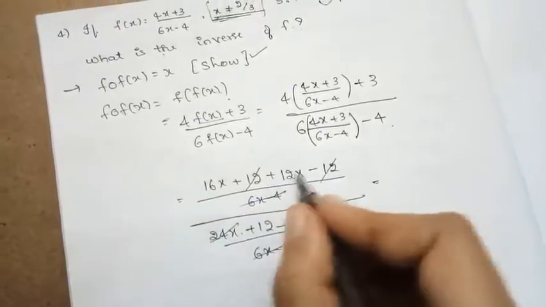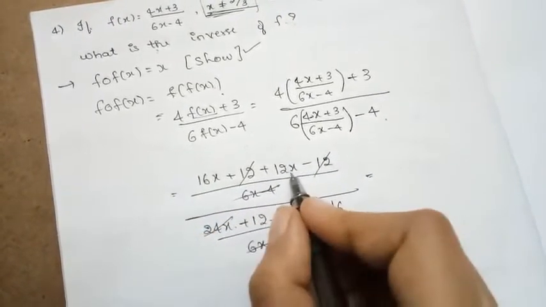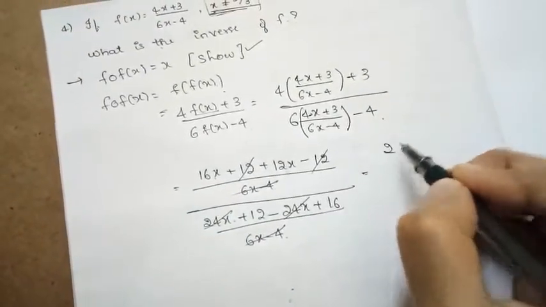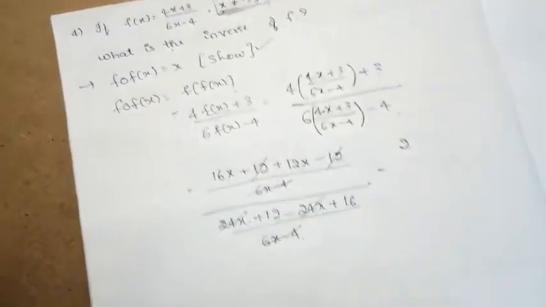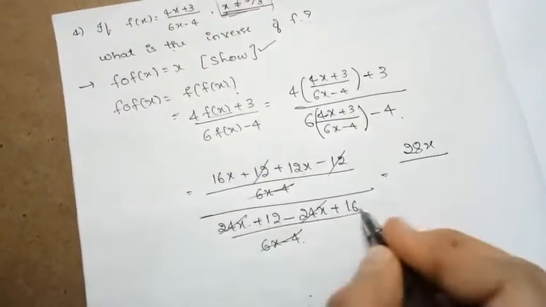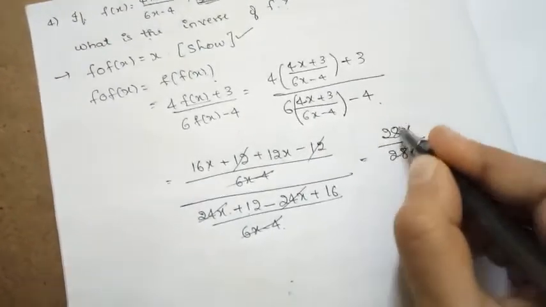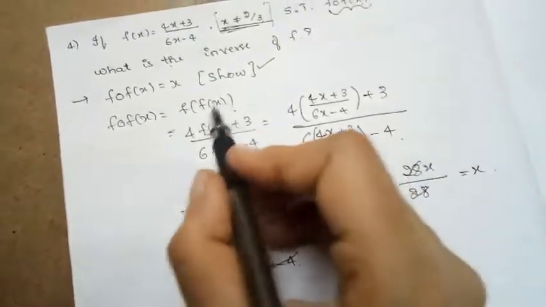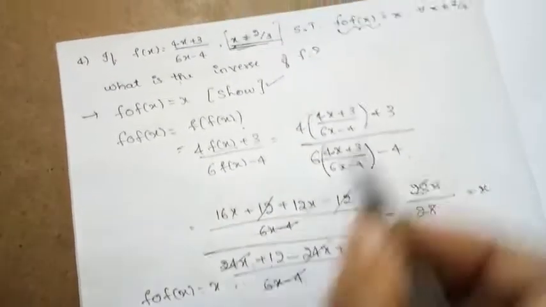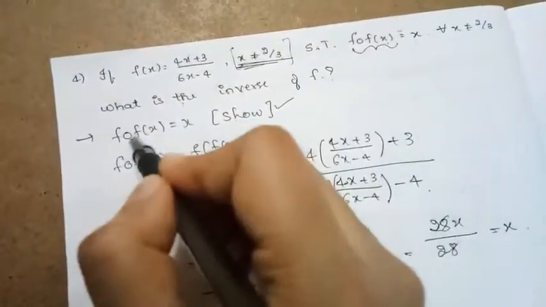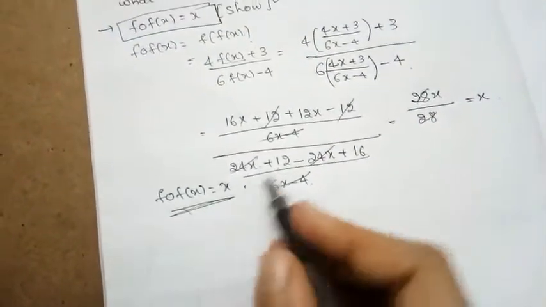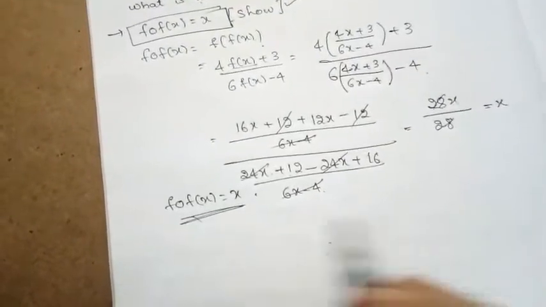So here 12x plus 16x, it is nothing but 28x, divided by, again here 12 plus 16, it is 28. 28 gets cancelled, remaining is x. So what we got? f of f of x is equal to x. This is what they needed to show in the first part of this question. So we have shown that one. So f of f of x is equal to x.